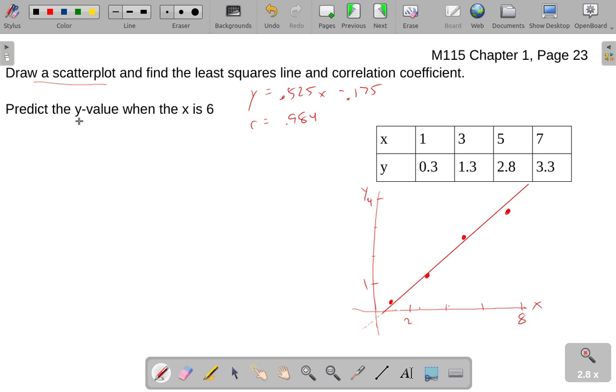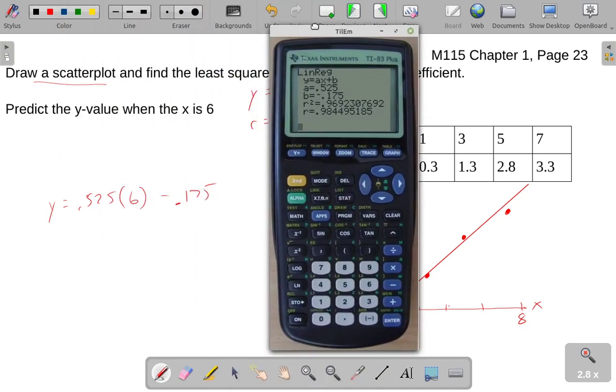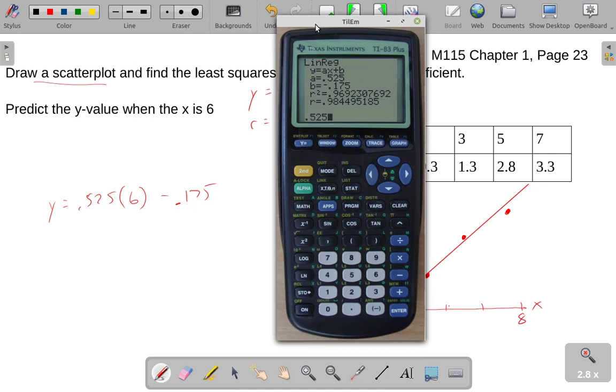If I wanted to predict the y value when x is 6, well, we have an equation. I'm telling you a specific value for the x. We're looking for the y value, so it's just a matter of plugging it in here. y equals 0.525 times 6 minus 0.175. And we can just plug that into the calculator. So let me pull it down here. 0.525 times 6 minus 0.175. We get 2.975. That would be our answer.